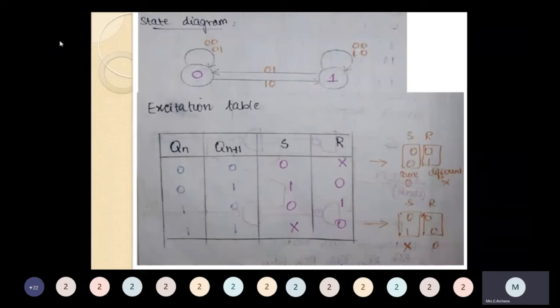In the case of transition from 0 to 1, the S and R values are 1, 0. In the case of transition from 1 to 0, my S and R values will be 0, 1. In the case of transition from 1 to 1, that is present state to next state, the S value is different, so X, and the R value is the same, so 0. The S value is different, so X.